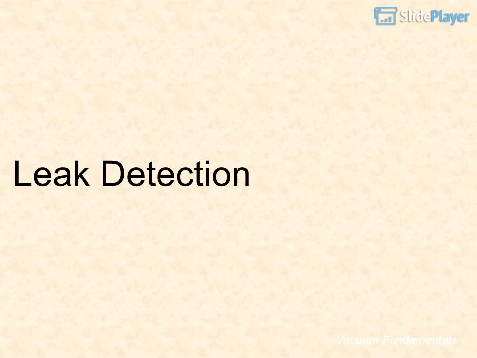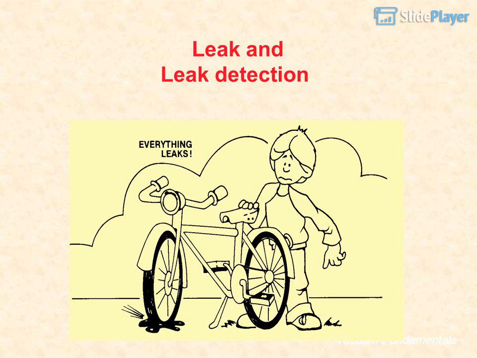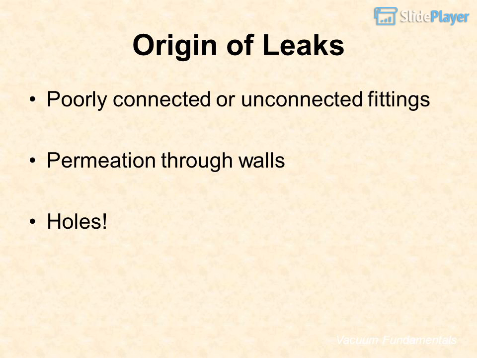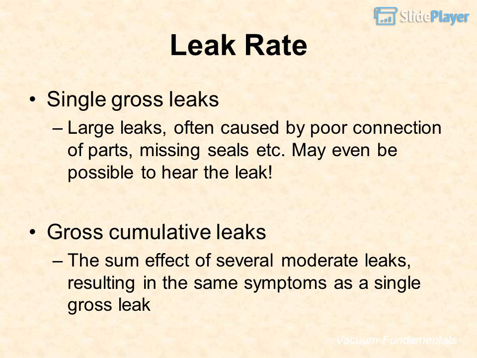Leaks and leak detection. Origin of leaks: poorly connected or unconnected fittings, permeation through walls, and holes. Leak rate. Single gross leaks are large leaks, often caused by poor connection of parts, missing seals and so on. It may even be possible to hear the leak. Gross cumulative leaks are the sum effect of several moderate leaks, resulting in the same symptoms as a single gross leak.